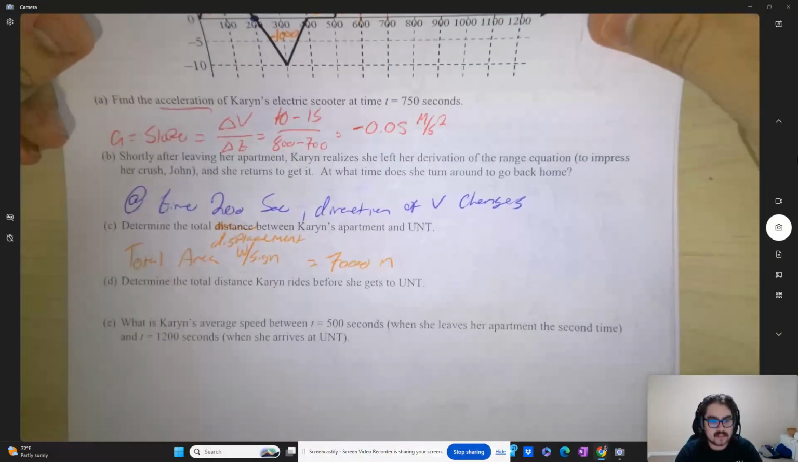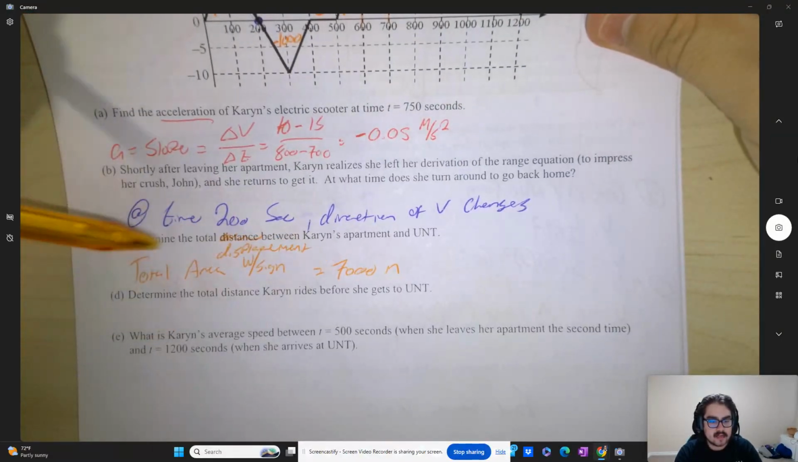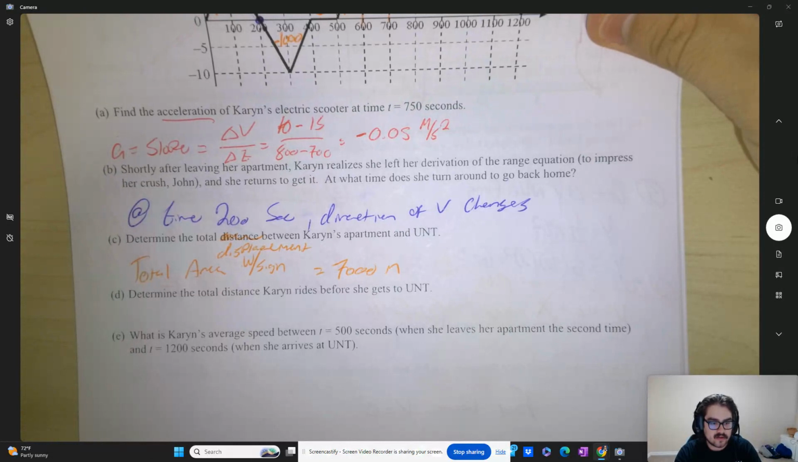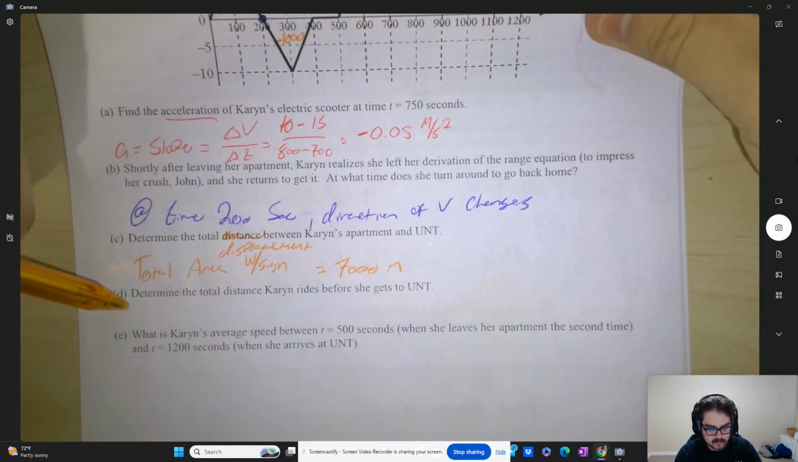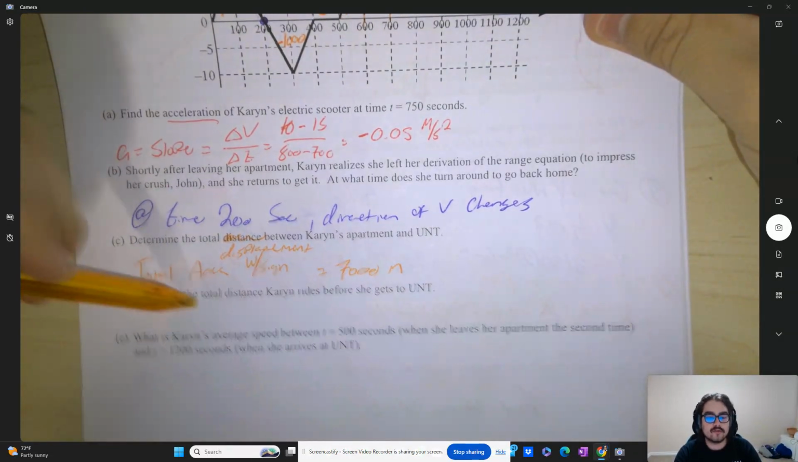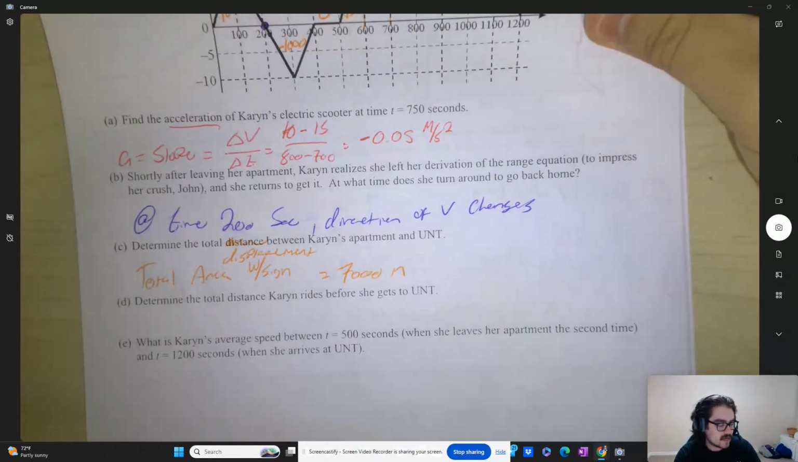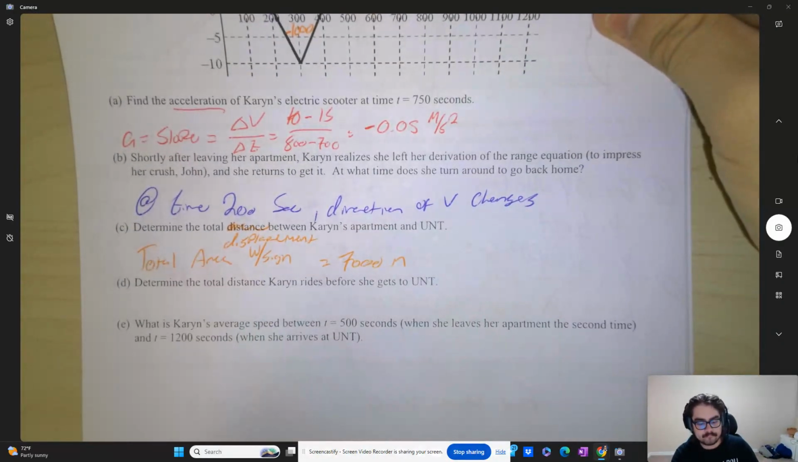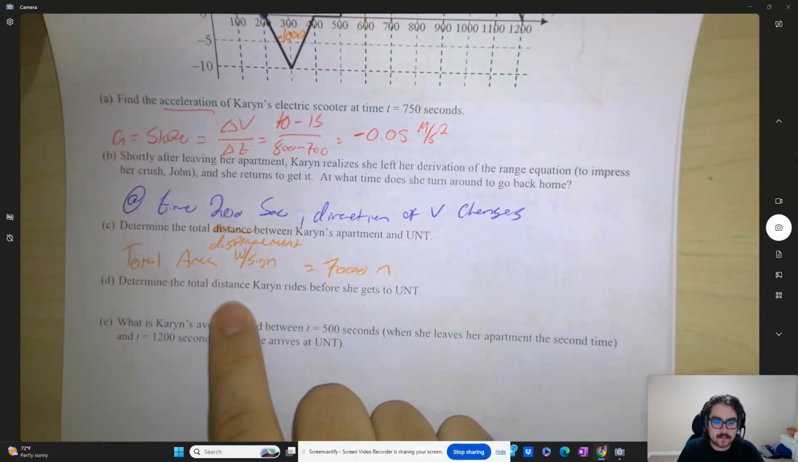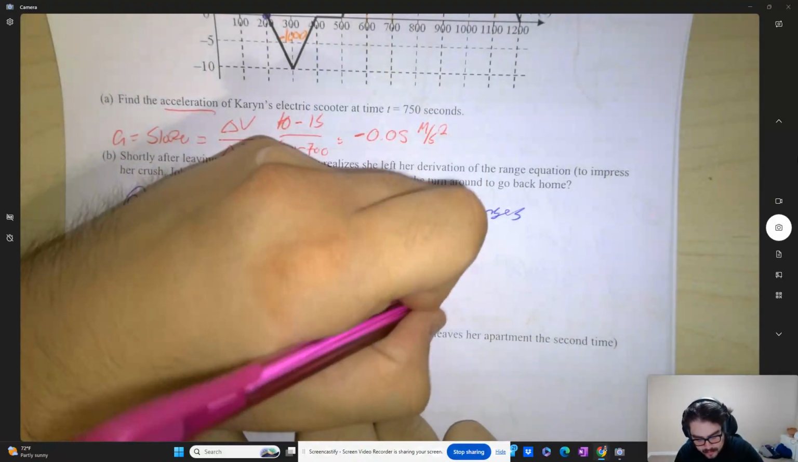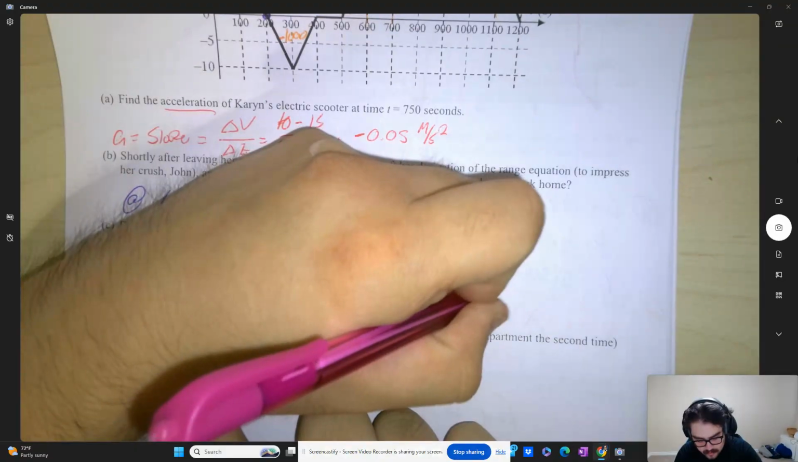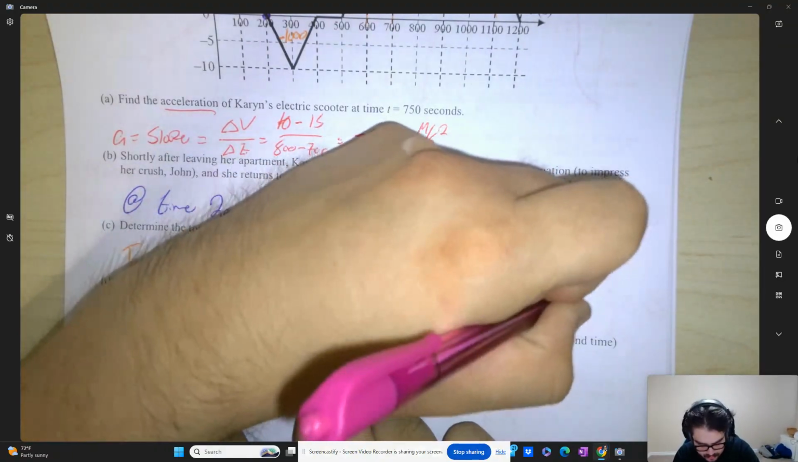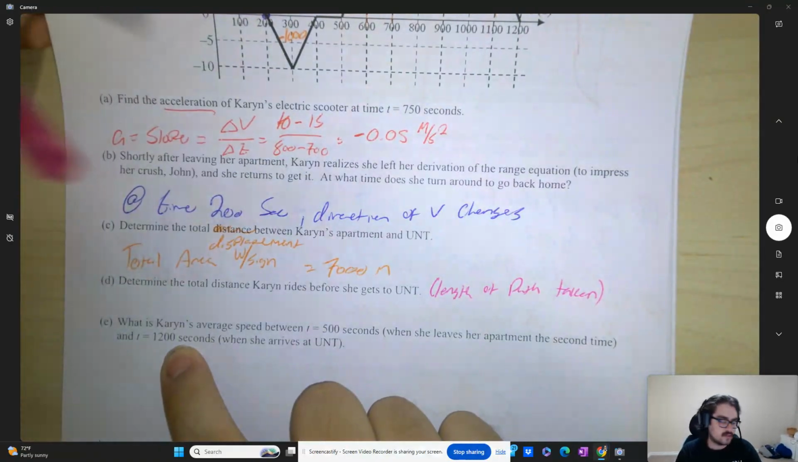Part D says determine the total distance between her apartment and UNT. Oh, sorry. D is the total distance Karen rides before she gets to UNT. So how far is she going? That's basically the length of the path. This is length of path taken. Okay, it's not really clear, I guess.